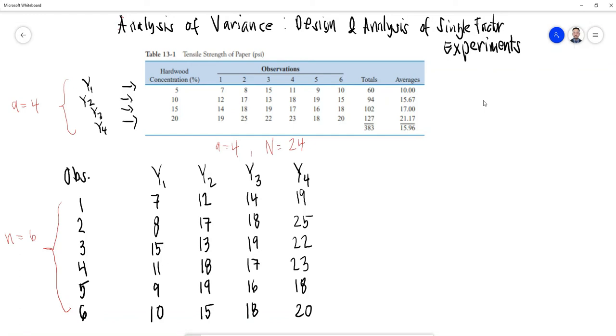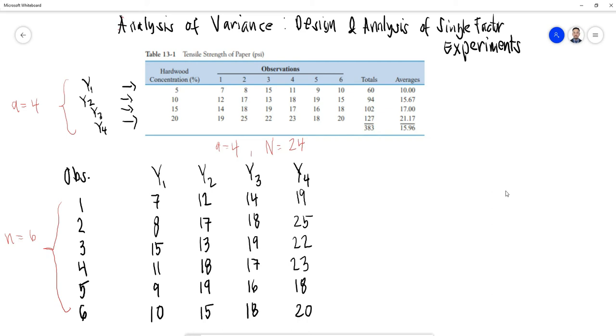Good day. In this tutorial, we're going to solve a problem pertaining to analysis of variance, design and analysis of single factor experiments. In this example, a manufacturer is interested in improving tensile strength of a product. Hardwood concentration from 5% to 20% is the factor that management thinks has an impact on tensile strength at 4 levels. So this is an example of a completely randomized single factor experiment with 4 levels: 5%, 10%, 15%, and 20% of the factor.